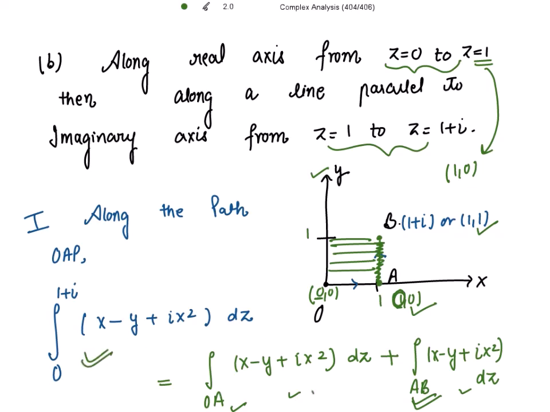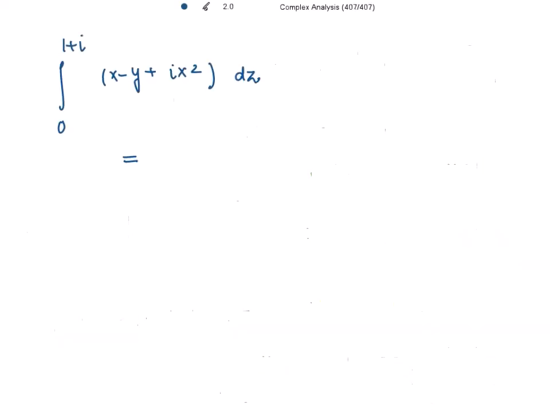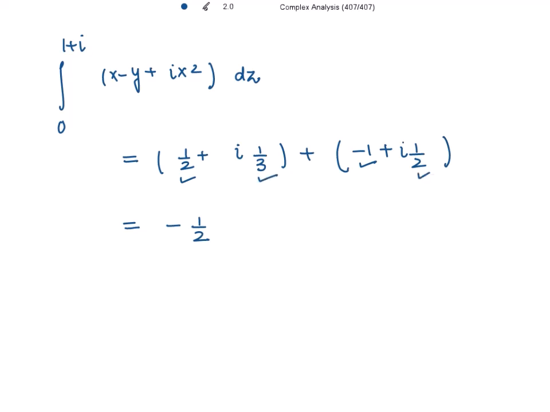So now adding the values for both these integrals, the value of the first integral is 1 half plus iota 1 by 3, plus the value of the second integral is minus 1 plus iota 1/2. Then 1/2 minus 1 is minus 1/2, and 1 by 3 plus 1 by 2 is 5 divided by 6. So minus 1/2 plus iota 5 divided by 6 is the required answer for the second part.